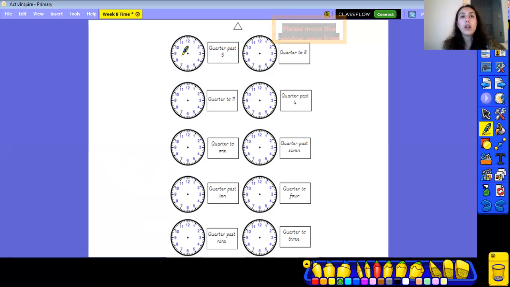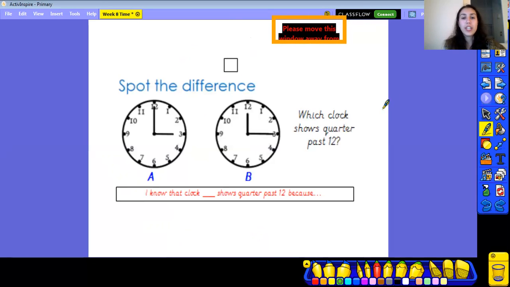Once again, if you've got a clock at home, it might be that you take the batteries out of that clock and instead of drawing the hands on, you physically move the clock arrows to the time that it says here next to it and just take a picture of that. That's absolutely fine. The square sheet is a spot the difference activity like we did at the end of the flip chart. So again, 2 clocks there, clock A and clock B. Which clock shows quarter past 12? So you just need to have a look at the clocks and use this sentence starter. I know that clock A or B shows 12:15 because, and explain why the hands are right on that particular clock.